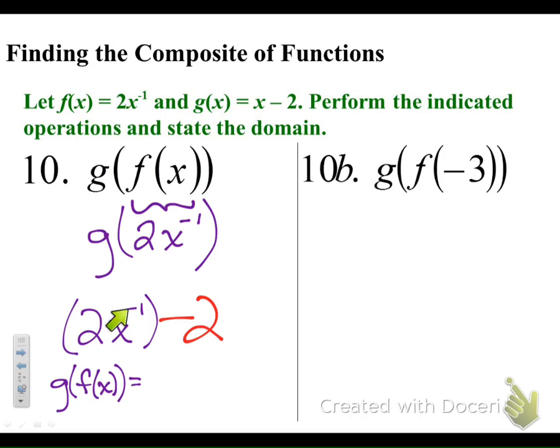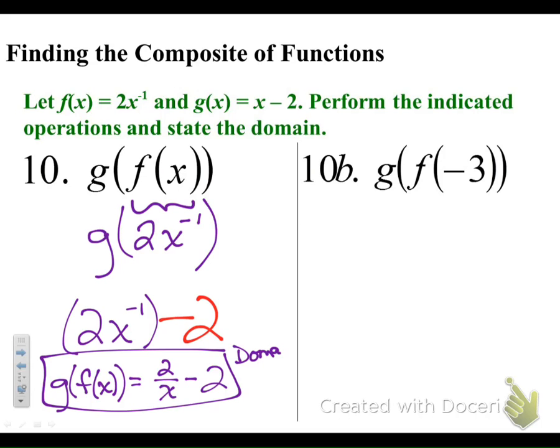Instead of 2x to the negative 1, I'm going to move this x to a denominator. Notice how the 2 did not have a negative exponent, so this 2 stayed as a numerator. Our composition looks like this, and now I've got to figure out domain. This denominator can't be 0.